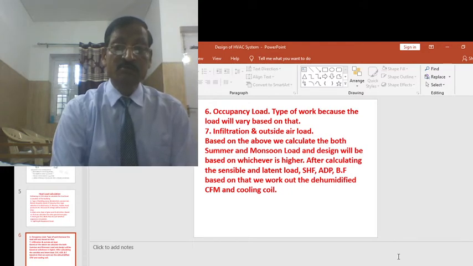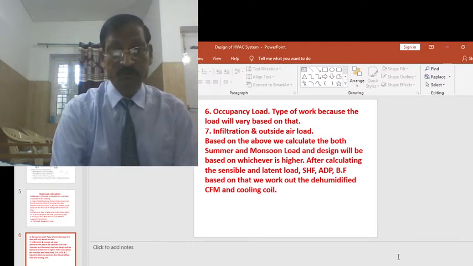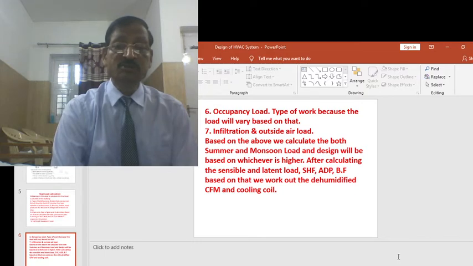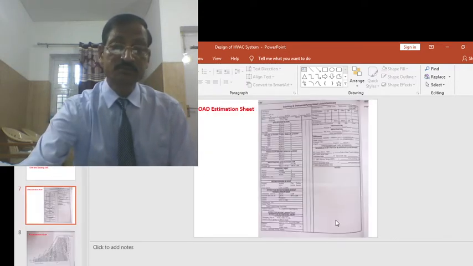Based on the above, we calculate the summer and monsoon load, and the design will be based on whichever is higher. After calculating the sensible and latent load, we calculate the sensible heat factor, apparatus dew point, and bypass factor. Based on that, we work out the dehumidified CFM and the size of the cooling coil.